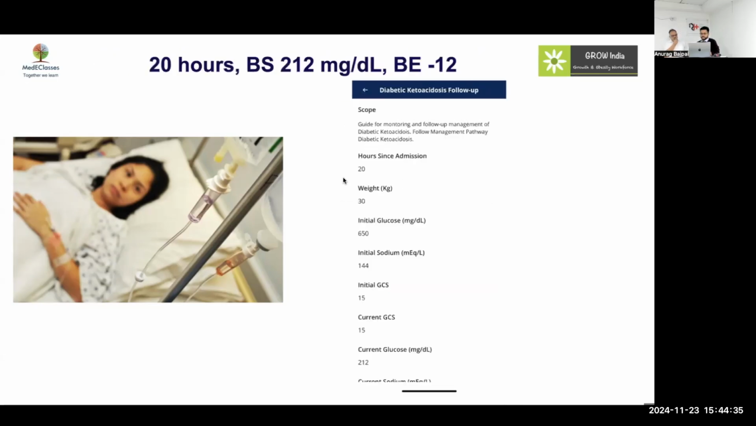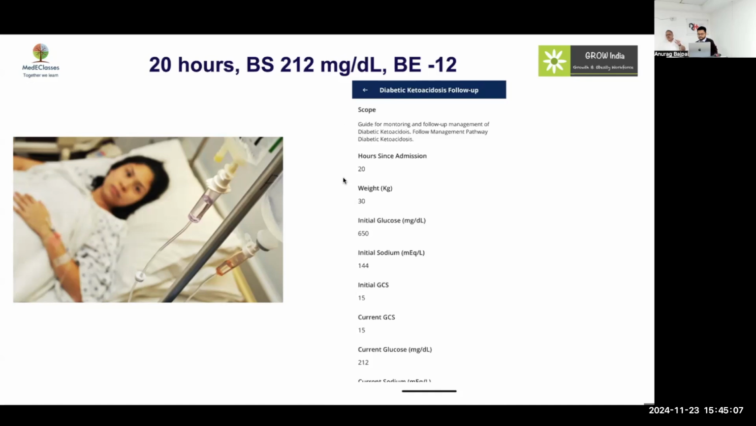Now at 20 hours, the child is much better. His sugar is 212 and base excess is still minus 12. So what do you think is happening here? We have to see whether this acidosis is due to ketoacidosis or due to hyperchloremic metabolic acidosis. It could be because we have given so much NaCl in that scenario. That could be one possibility here. So how will you distinguish the two? We'll look at the chloride load and anion gap and lactate, which will help you out.